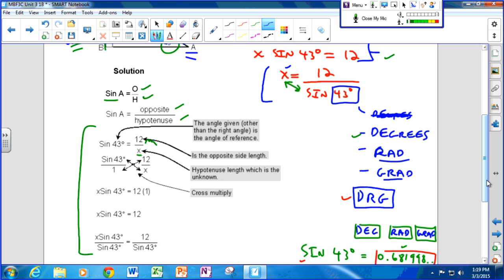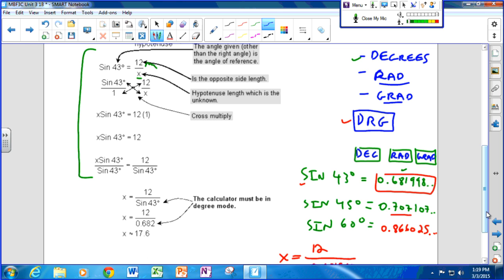So I gave a couple of examples here. The sine of 43 degrees, you should have 0.681998, and then a few more digits. The sine of 45, 0.707107, and then a few more digits. The sine of 60. Well, you get the idea. If you're not in degrees mode, you're not going to get those numbers.